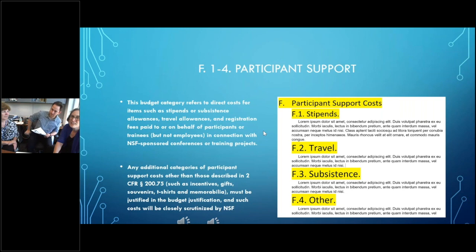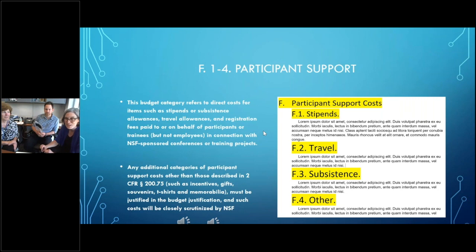So yes, youth can attend a conference with you. Youth can go to a youth conference. Youth can go to other places. In some cases, yes, you can help youth defray the cost of buses and other forms of public transportation to get to the program. That would go under travel, but anything that has to do with those participants is under F.